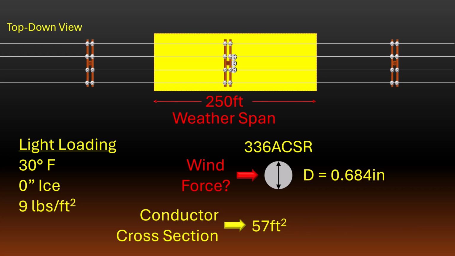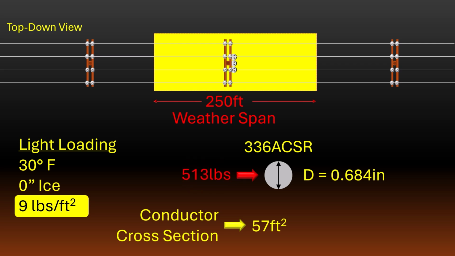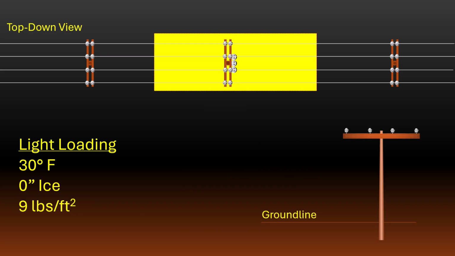According to the NESC, in a light loading district, the wind applies a force of 9 pounds per square foot. If we multiply that by our 57 square feet, we end up with a total wind force of 513 pounds. Since that wind force on the conductors is being applied at a point on the pole that's 43 feet above the ground line, it creates a bending moment on the pole of just over 22,000 foot-pounds. We're not quite done yet, though.